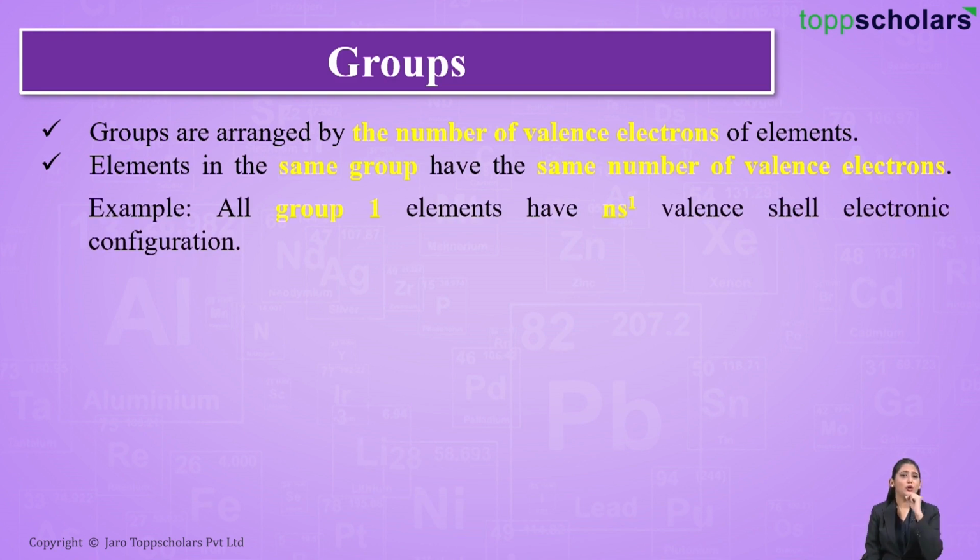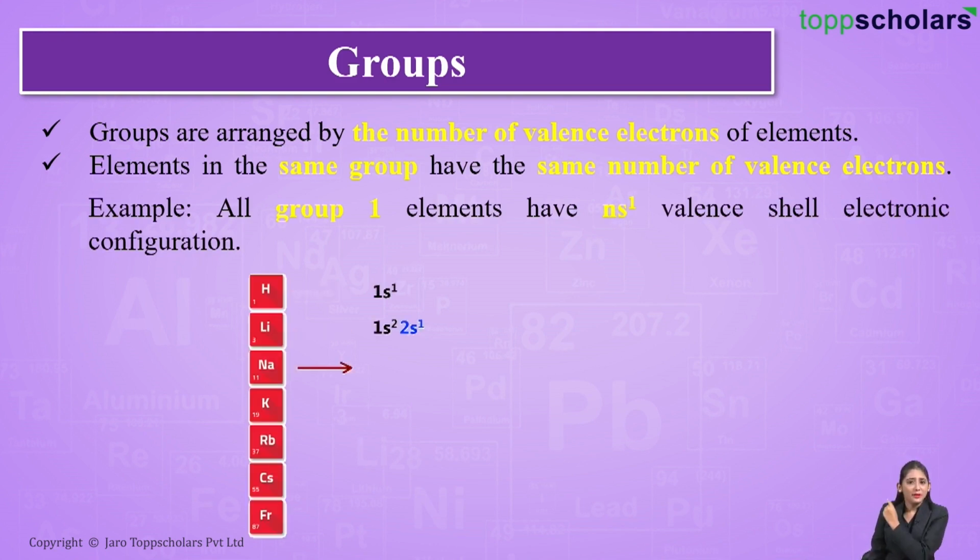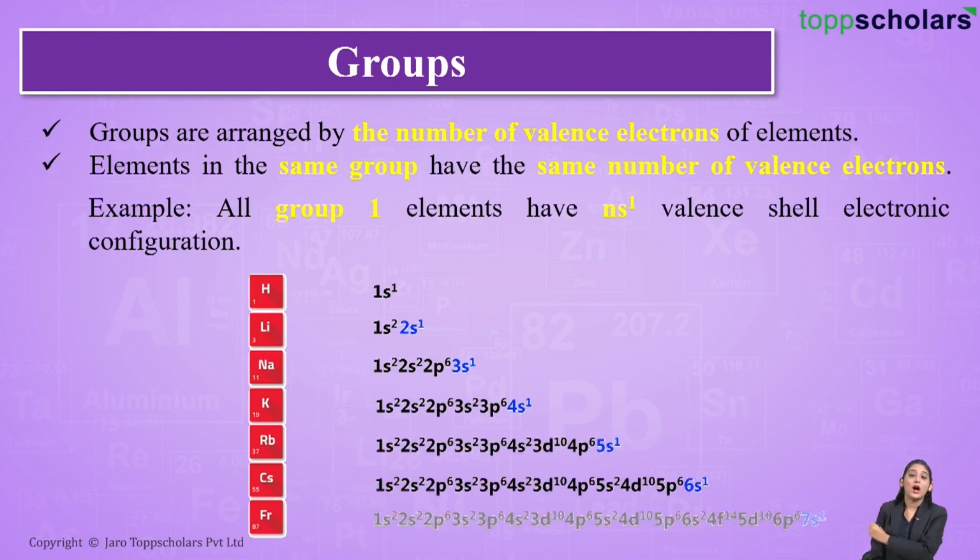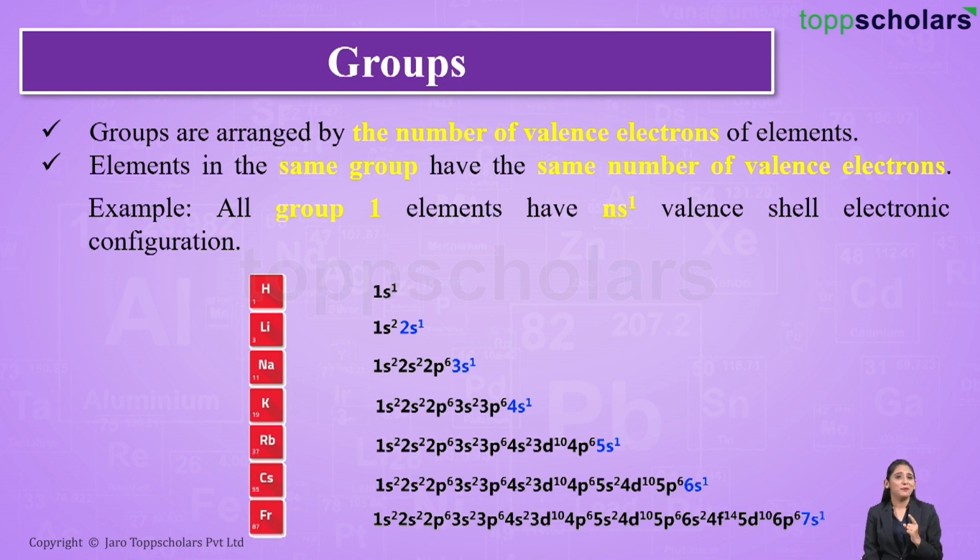If I talk about group 1 elements, you can see over here, all the elements present in group 1 have ns1 valence shell electronic configuration, which means that all the elements present in group 1 have one valence electron. And so they are placed in group 1. Similarly, group 2 elements will have how many valence electrons?